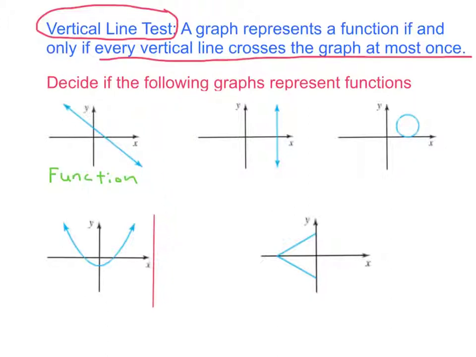Now let's look at this U-shaped graph, which is called a parabola. Again, I'm going to slide this vertical line back and forth. Will this vertical line ever cross the graph more than once? Again, the answer is no. The most it can cross is one time. So this is a function also.